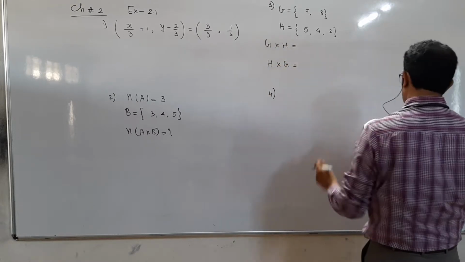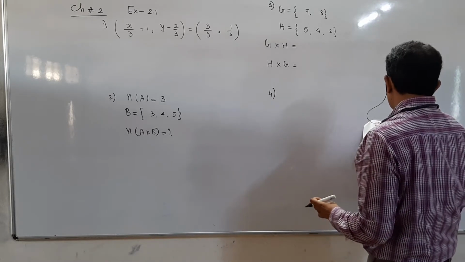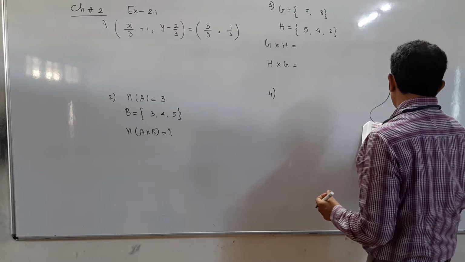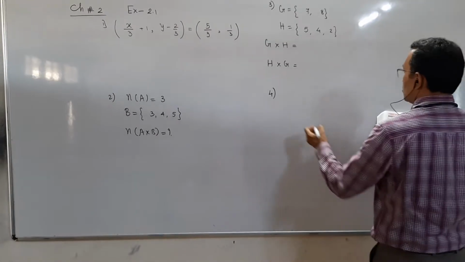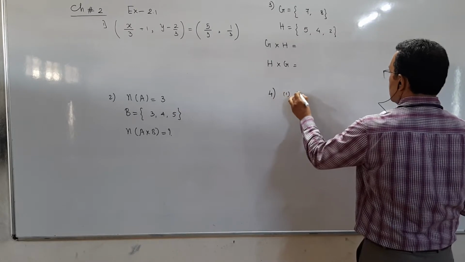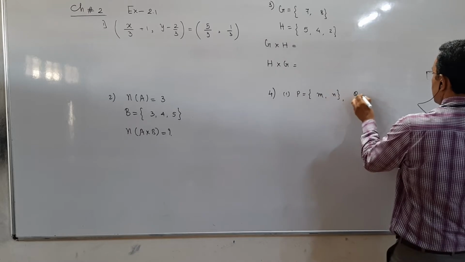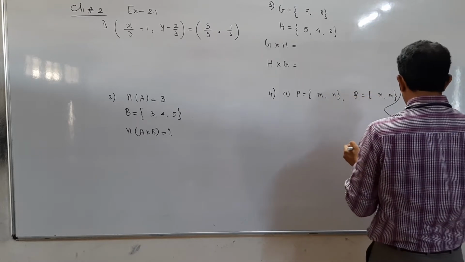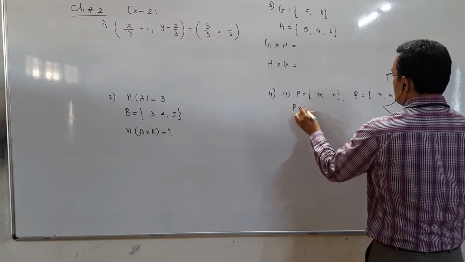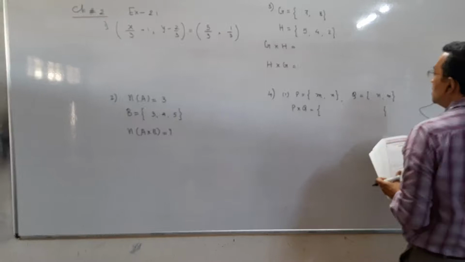Okay, let us write one more. Now in the fourth question, state whether the following statements are true or false. If the statement is false, then rewrite the given statement. In the first statement, set P is given as {m} and set Q is given as {n}. Then P cross Q. Okay, let us do the questions, then we verify.